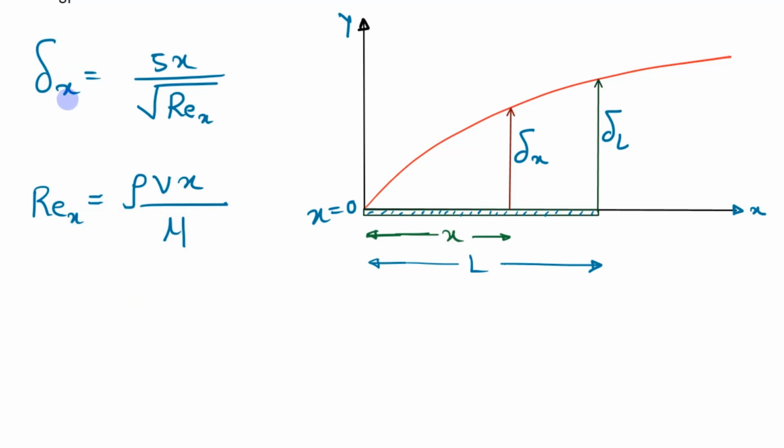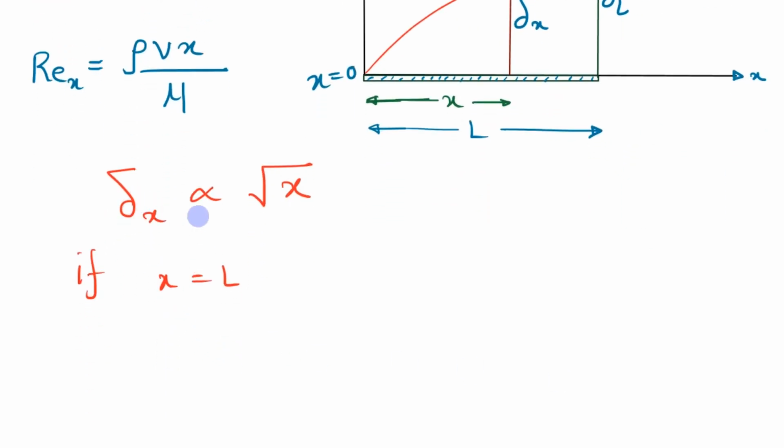So this is called the local Reynolds number. From here we can see that delta x, the boundary layer thickness, varies only with x. If we substitute this value of Reynolds number here, we will find that the boundary layer thickness is directly proportional to the square root of x. Let's say this is equation number 1. Now if x is equal to L, that means at the end of the plate, we can write equation number 1 as delta L proportional to the square root of L.